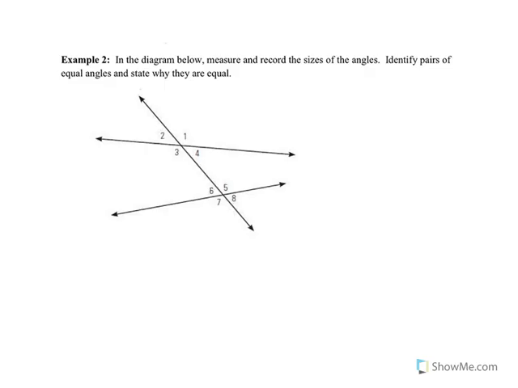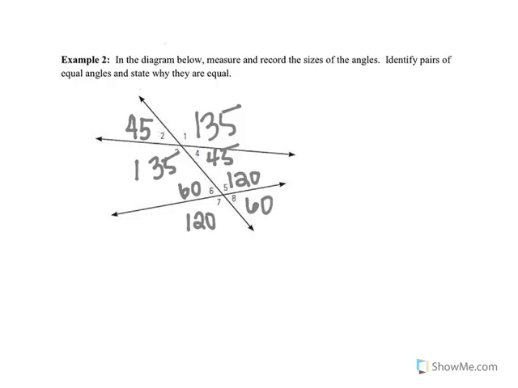Alright, in the diagram below, measure and record the sizes of each of the angles, identify pairs of equal angles, and state why they're equal. So I would like you to pause the video and take your protractor out and measure each of these angles. Alright, so what you should have gotten is 45 degrees here, 135 here, 135 here, and 45 here. And you should have got 60, 120, 120, and 60.